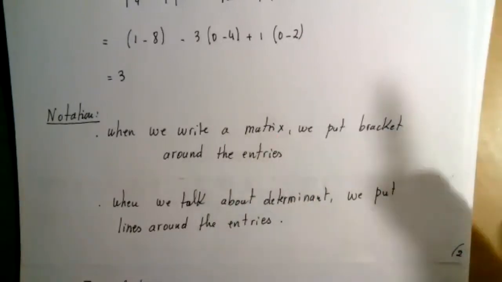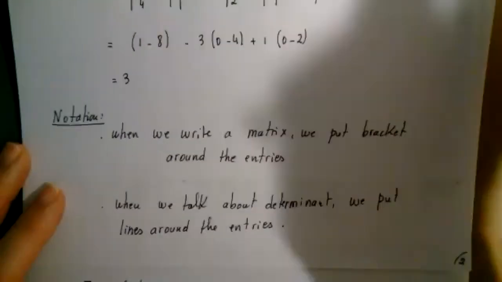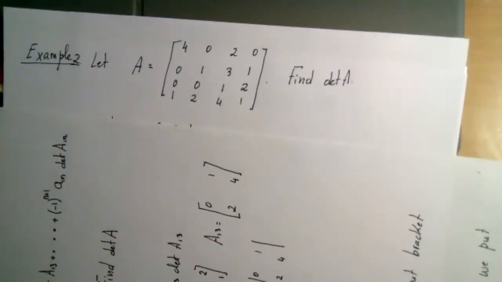A matrix is just a rectangular array of numbers. The determinant is one number. The determinant is a number. It's not a matrix, it's just a number. Now, what if we have a 4 by 4 matrix? How do we compute the determinant? It's verbatim the same. It's just more work and just a bit more messy.